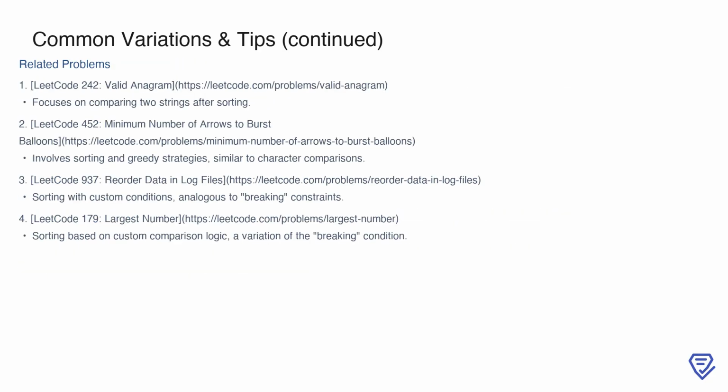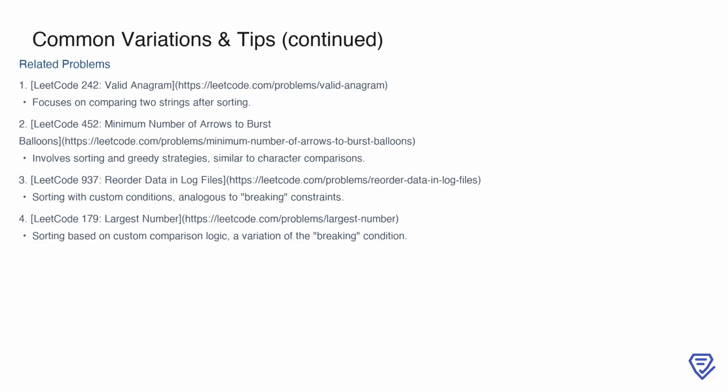This problem also shares similarities with several other LeetCode problems. For example, problem 242, valid anagram, involves comparing two strings after sorting them, which uses a similar technique. Problem 452, minimum number of arrows to burst balloons, applies sorting and greedy strategies, which parallel the character comparison process here. Another related problem is problem 937, reorder data in log files, where you sort based on custom conditions, much like the breaking constraints in this problem.